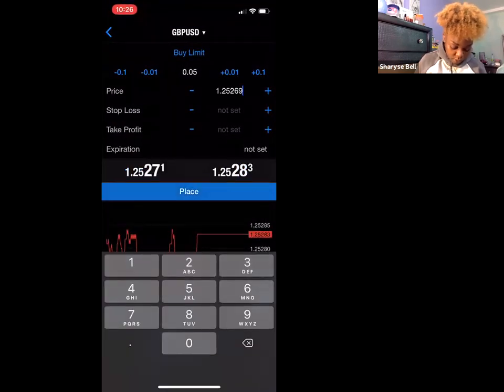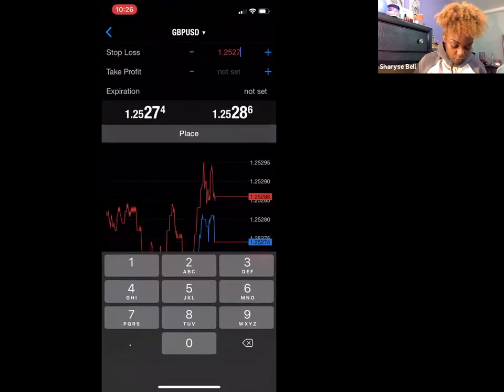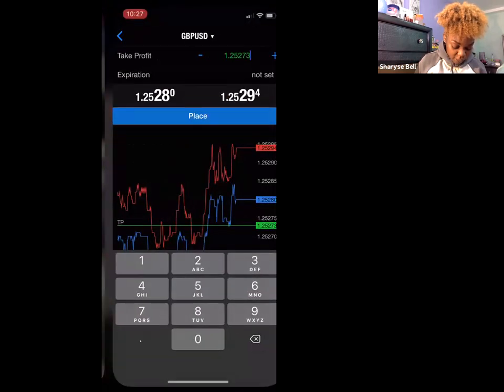My entry point is 1.24760. I'm going to find my SL, my stop loss, 1.24259, and then I'm going to find my take profit, which is 1.25990.